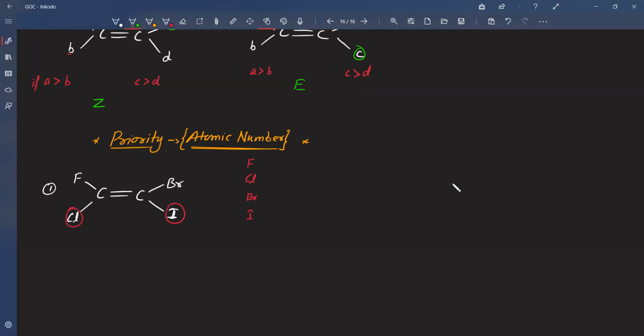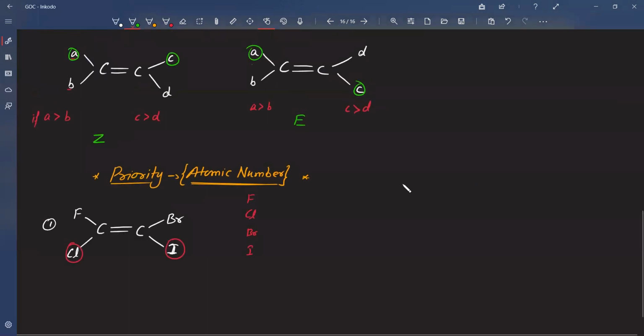Chlorine and iodine would be of higher priority. Yes, this configuration is Z configuration, correct? Okay, now this is in case when you have simple atoms, single atoms connected to carbon. Obviously, that is a very small fraction of so many compounds which you will see in organic chemistry.